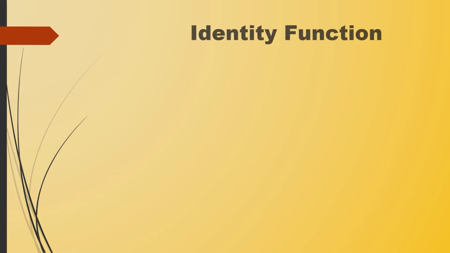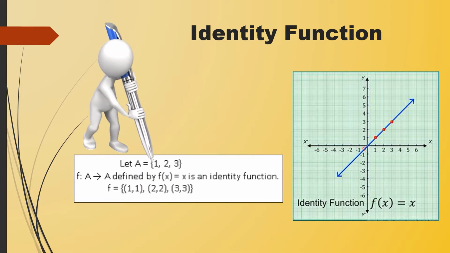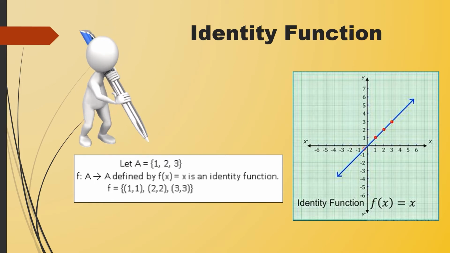Identity function. A function is said to be an identity function if f(x) is equal to x, such that x belongs to the real numbers. A graph of an identity function for a equal to 1, 2, 3 is shown. Each point on this line is equidistant from the coordinate axes. The straight line makes an angle of 45 degrees with the coordinate axes.